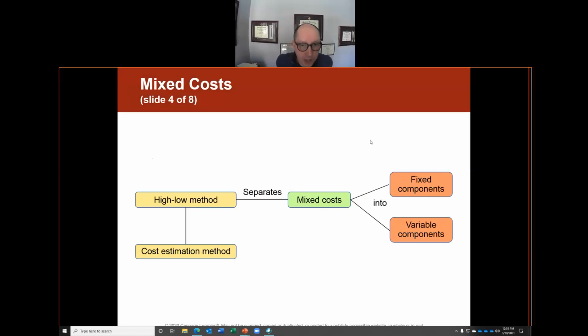Now, we can separate our mixed costs into fixed and variable components, just like we just saw. And we can estimate our mixed costs based off of the high-low method. The high-low method is what we call the relevant range. We'll talk about that.